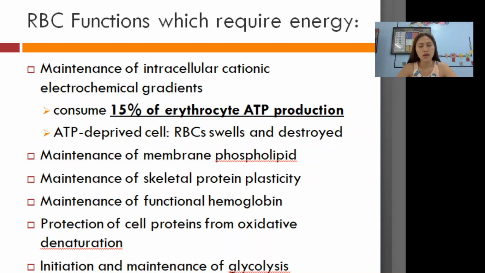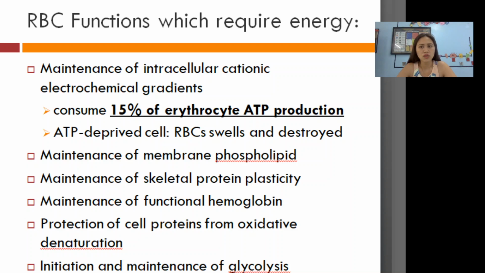One is the maintenance of our intracellular cationic electrochemical gradients, where 15% of erythrocyte ATP production is consumed. Okay, so when your cell is deprived of ATP, meaning your RBC has not generated or even utilized ATP, your RBCs easily swell and eventually will be destroyed.